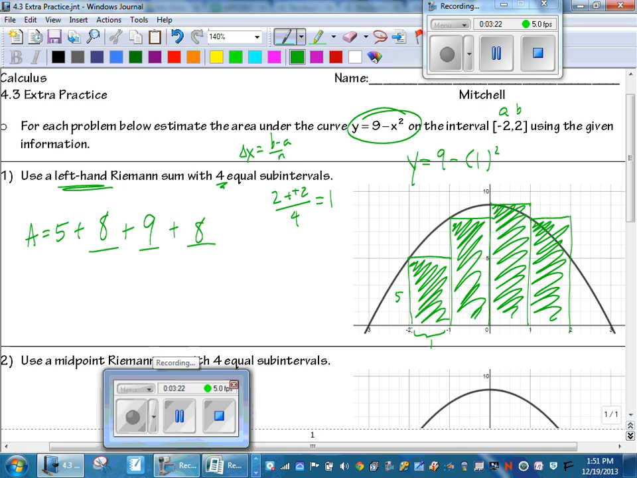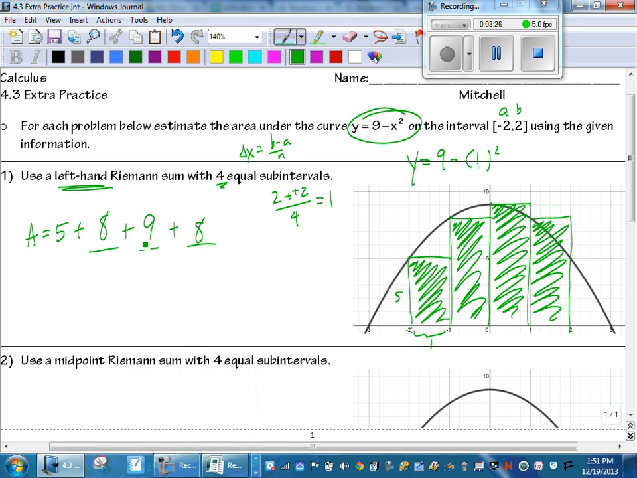So our estimated area for that curve is all 4 of these added up. So we end up getting 5 plus 8 plus 9 plus 8, which is 13, 22, 30 for our estimated area.